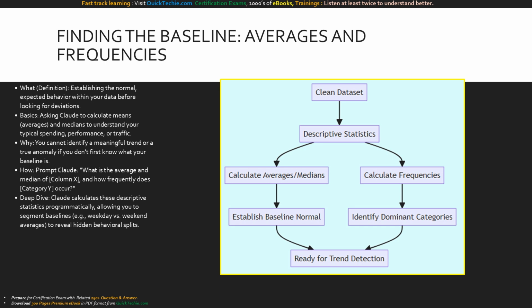The clean dataset enters the descriptive statistics engine. It splits into calculating mathematical averages and categorical frequencies. These calculations establish your baseline normal and identify dominant categories. They merge at the bottom, indicating that only now are we statistically ready for trend detection.